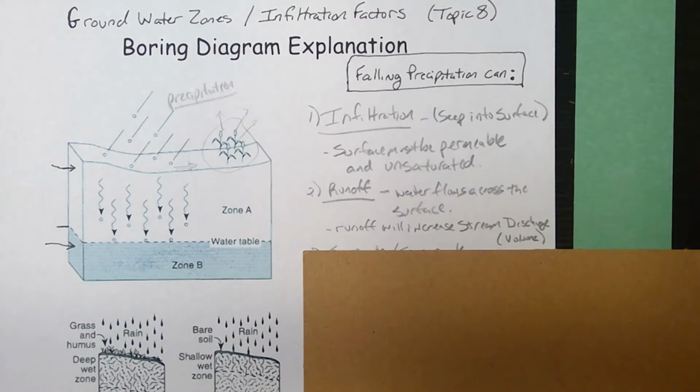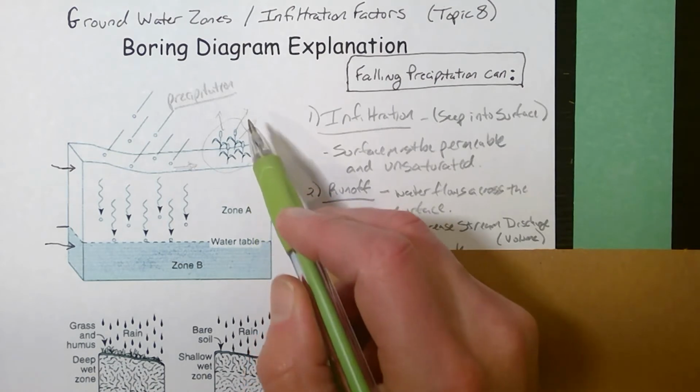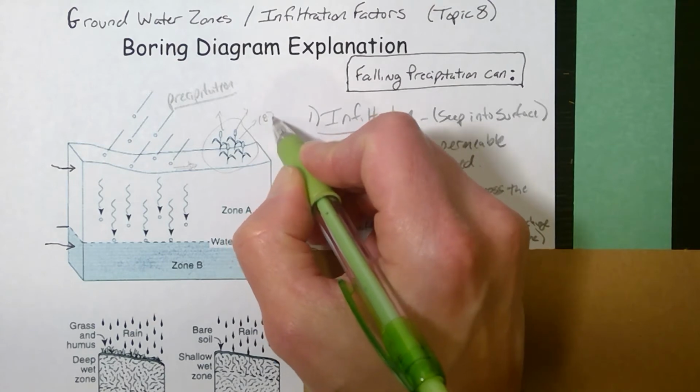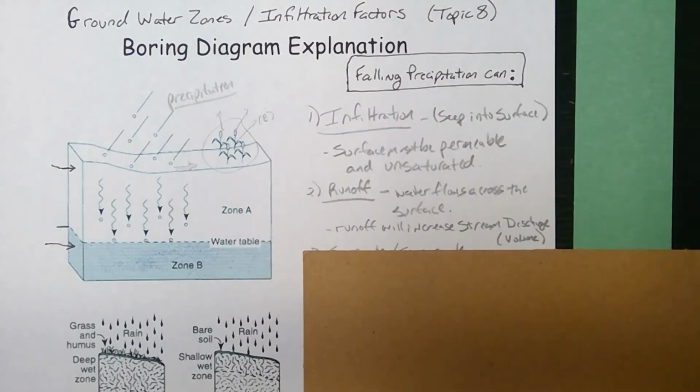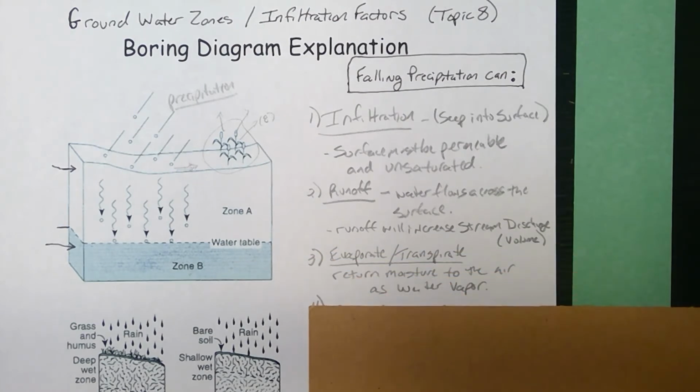Now, another process that can happen, instead of getting infiltration or runoff, some of that moisture, and it's shown here by the plants, some of that moisture could actually go back into the atmosphere as water vapor again. So if it's warm enough, if it's windy, some of the water might evaporate. If there are plants in the area, some of the water that fell as precipitation could transpire back into the atmosphere.